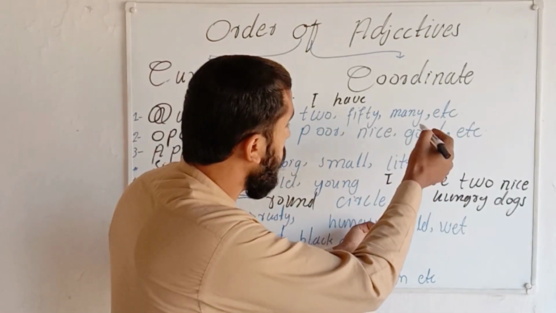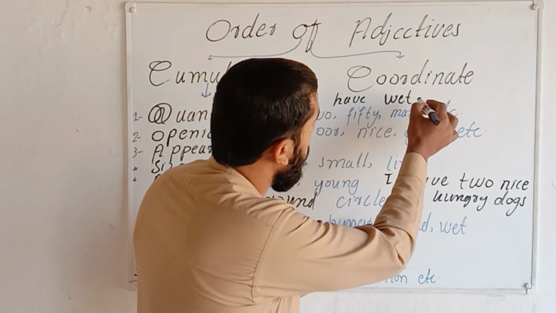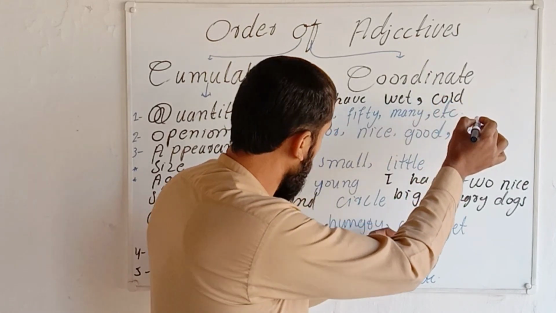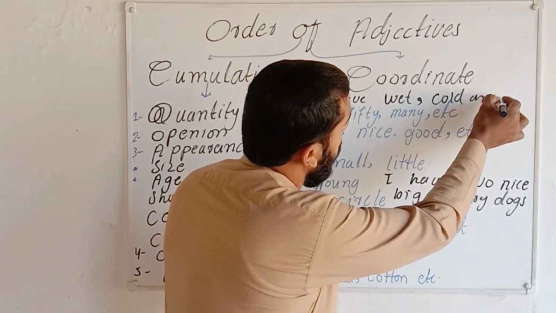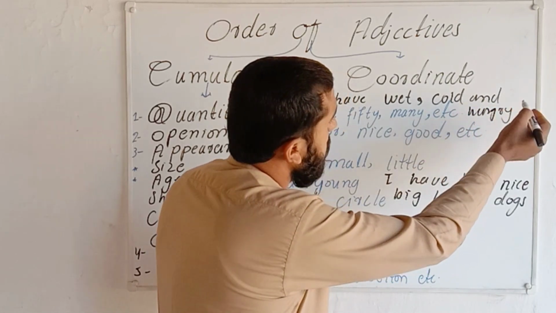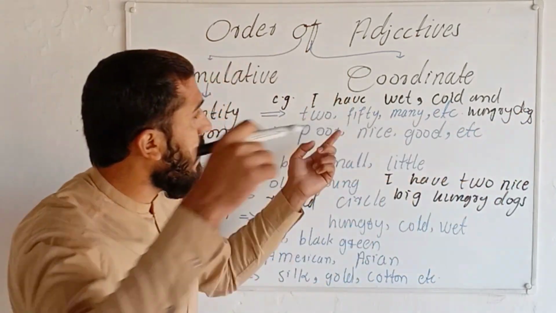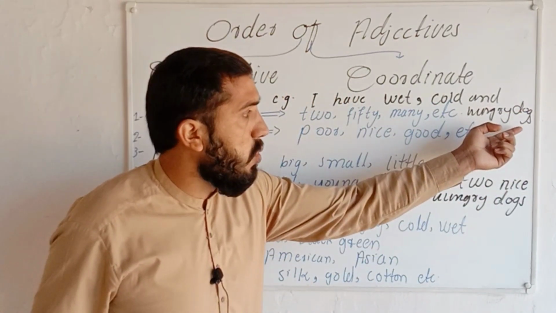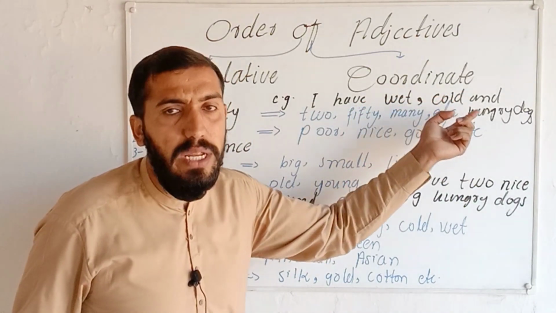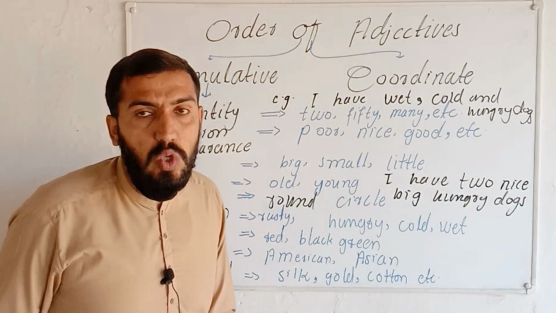I can say, I have wet, cold, and hungry dogs. Comma should be used in coordinate adjectives. We use comma in coordinate adjectives. In cumulative adjectives, we don't need to use comma.